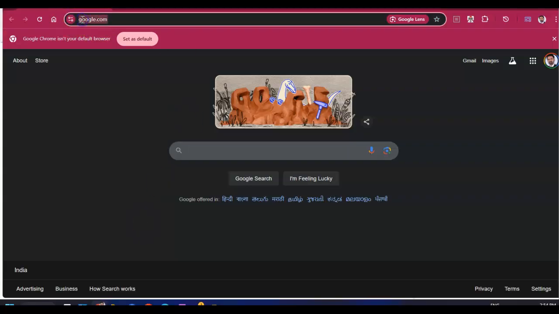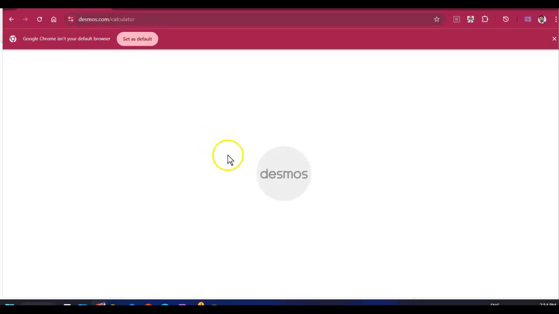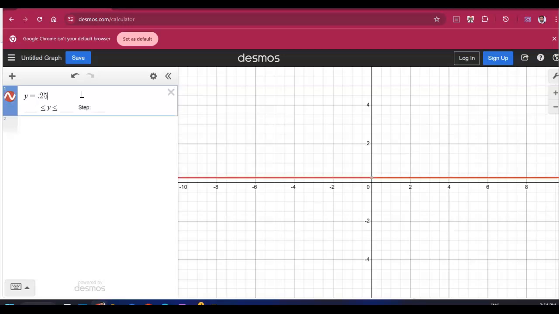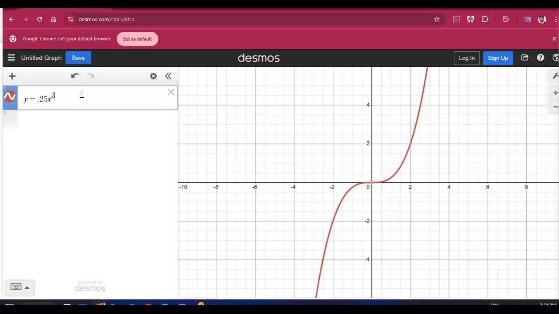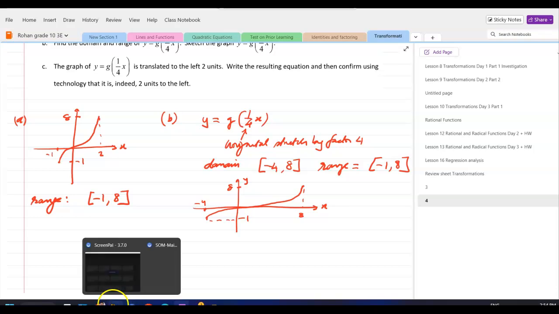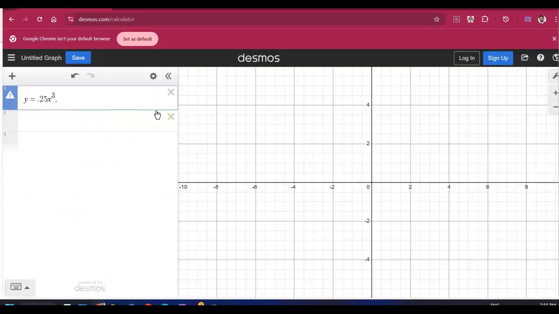So if I go to Desmos, y is equal to x cubed or 1/4, 0.25 x cubed. That's my graph. And what was your domain? Just tell me the transformed function. The minus with the 2 to the left. -4, 8. Yeah, -4, 8. I don't remember. Is it -4, 8?